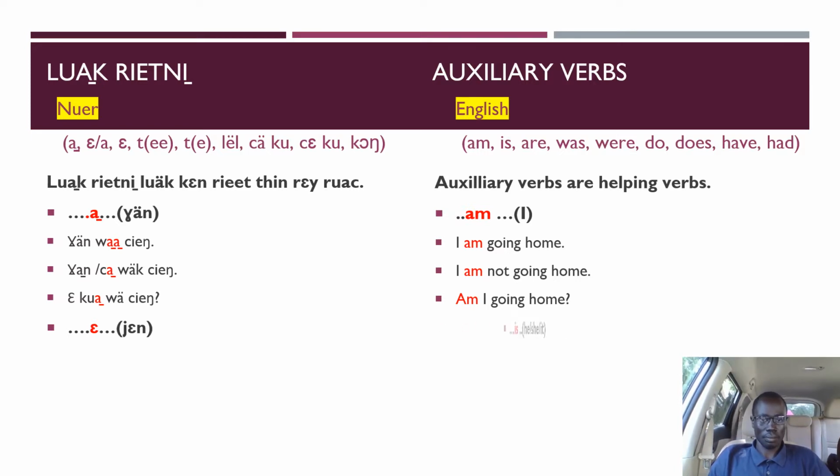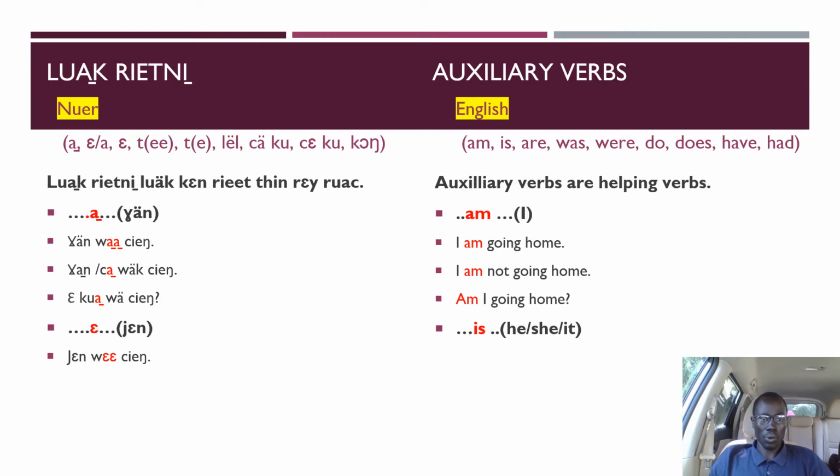So jen, which is, in English, is, which is used only for he, she, it. You cannot use is with I. Although some people do not use the grammar right. Sometimes they say "you is," which is grammatically not correct. So grammatically you have to say, yes, is is used for he, she, and it. The same thing in Nuer. Is used for jen.